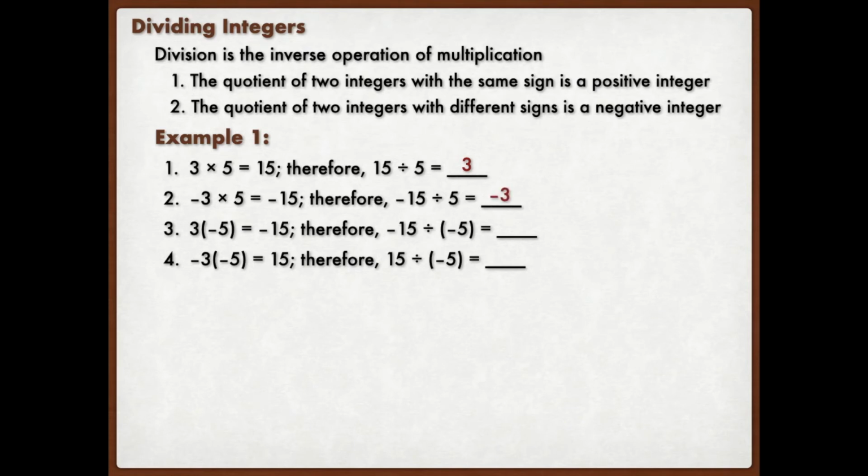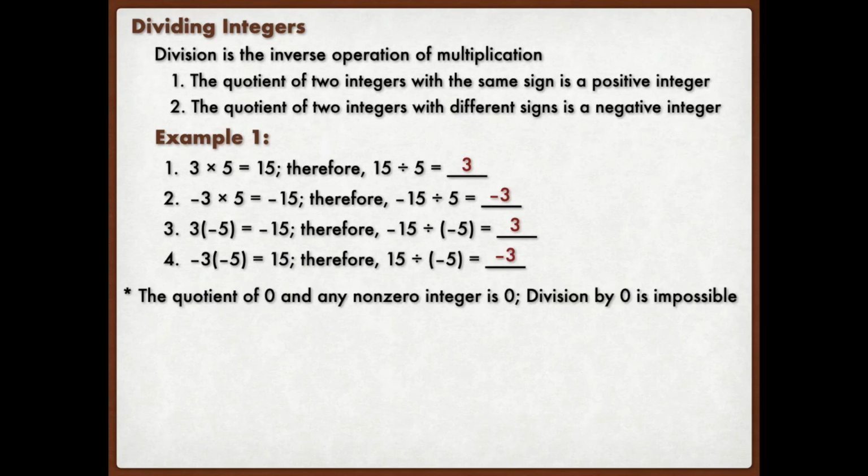3 times negative 5 would be negative 15. Therefore, negative 15 divided by negative 5 would be 3. Negative 3 times negative 5 would be 15. Therefore, 15 divided by negative 5 would be negative 3. So remember, the quotient of two integers with the same sign is positive. So if we look at number 1 and number 3, the integers with the same sign would yield a positive integer, while number 2 and number 4, the quotient of two integers of different signs, would yield a negative integer.